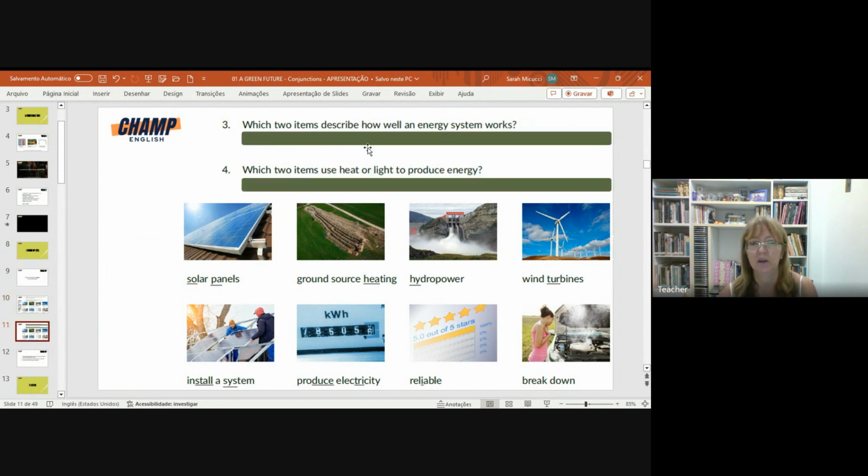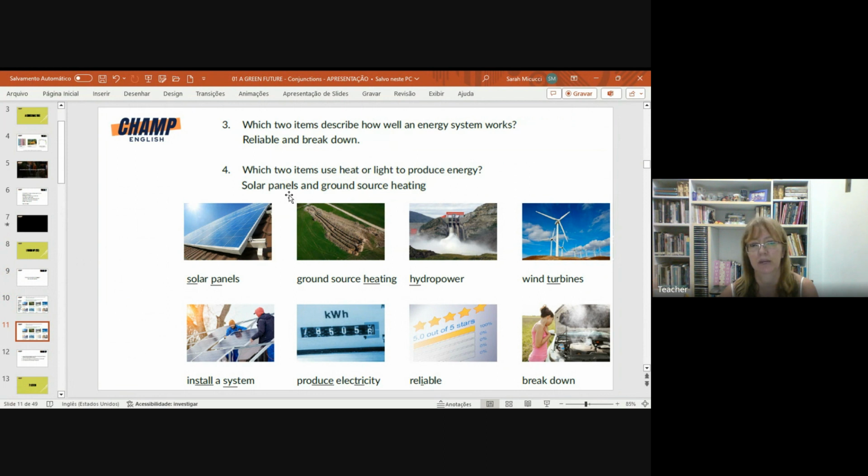Number three, which two items describe how well an energy system works? What do you think? Yes, reliable and breakdown. And number four, which two items use heat or light to produce energy? Stop here and think. Heat, ground source heating, and light, solar panels.